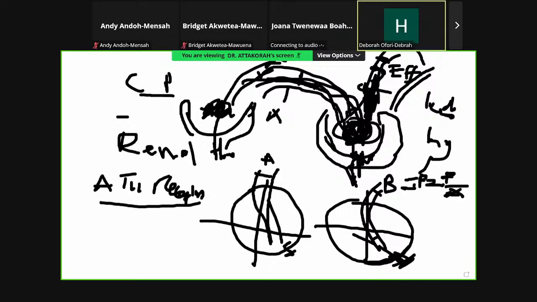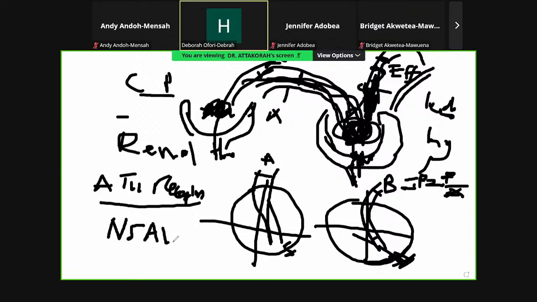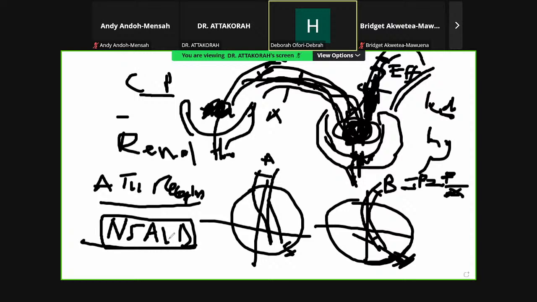NSAIDs. What? NSAIDs. So you tell me why NSAIDs? So it's going to cause constriction of the afferent, which will decrease the capillary pressure, decreasing ultrafiltration. NSAIDs is going to do what? Cause vasoconstriction of the afferent arterioles. So how will NSAIDs cause vasoconstriction?